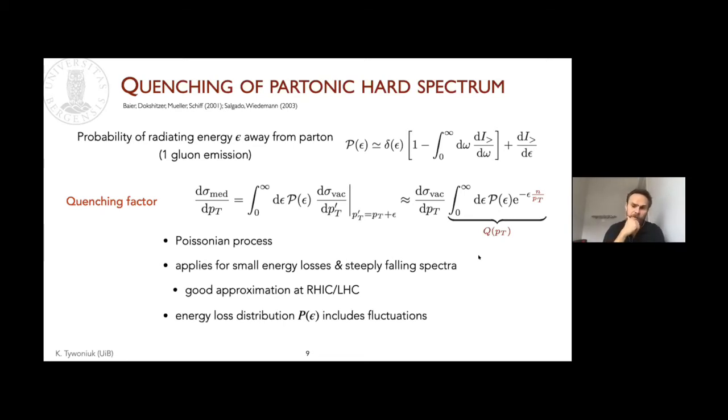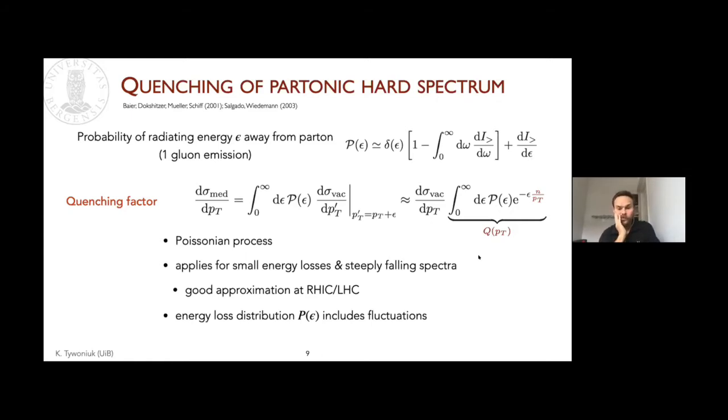And since the spectrum is steeply falling with an index n, you can basically do an ansatz, an approximation, which is what we do in the second equality here. So it's approximately the vacuum spectrum times a quenching factor, which we call Q, which is basically a Laplace transform of the probability distribution P of losing energy. P is also often called the quenching weight.